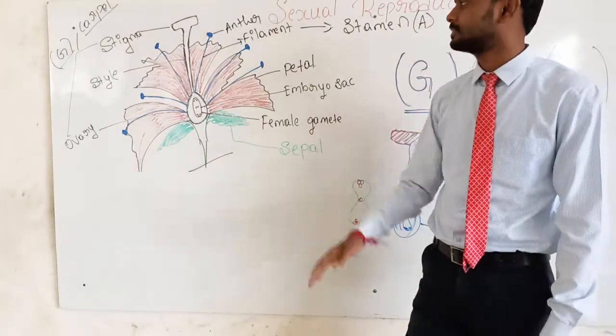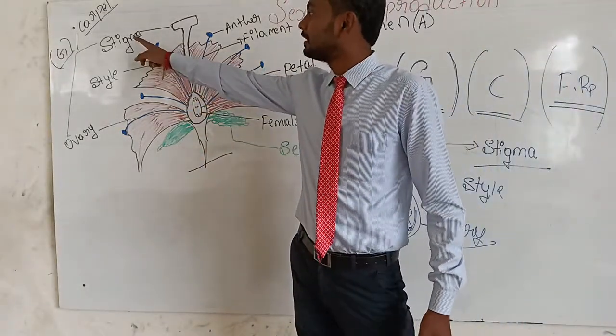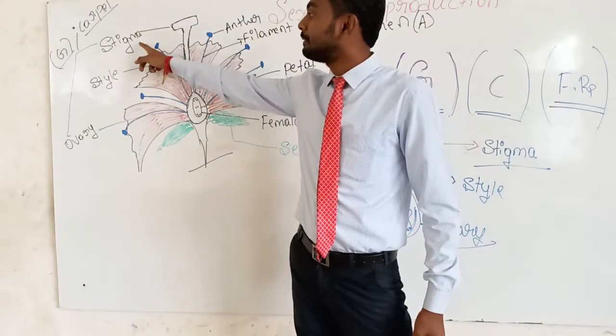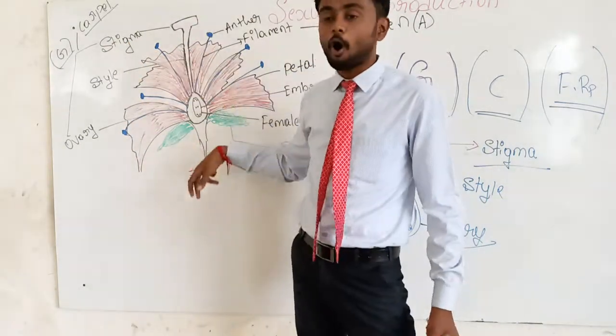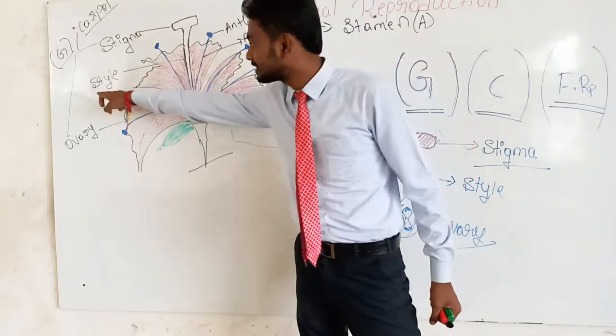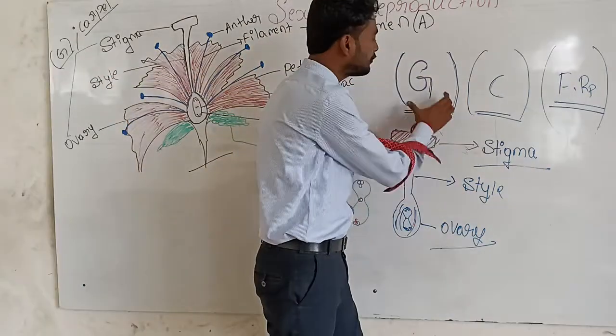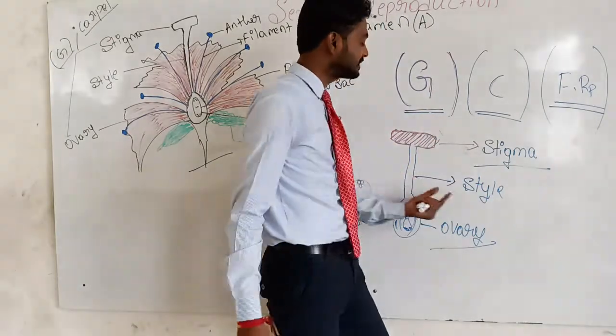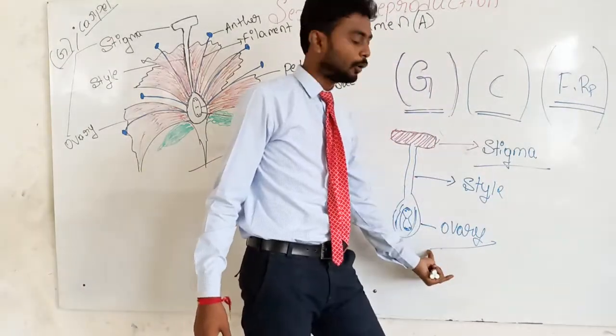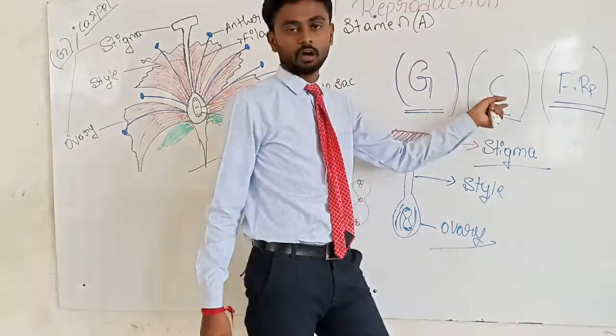Okay. Next, the stigma. The stigma is a part of gynoecium. It is present at the top of gynoecium. Next one is the style. The style is also part of gynoecium. It is present at the base of the stigma. Finally you can see the ovary. The ovary is present at the base of the carpel.